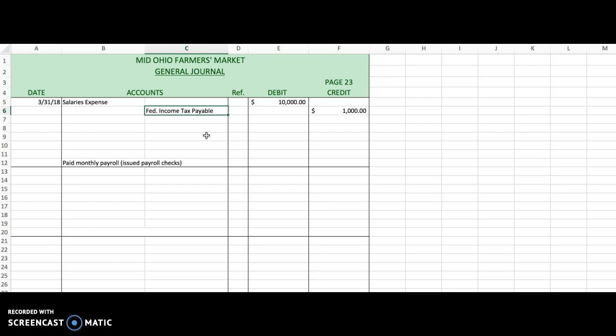Now, I need to stop just a second and explain to you one of the interesting aspects of accounting, and that is that there are sometimes exceptions to the rule. And the rule with liabilities has been, up till now, that when you incur a liability, you're gaining an asset in return. Well, this is the exception to that rule. There's something called federal income tax payable, and we'll see something called state income tax payable.